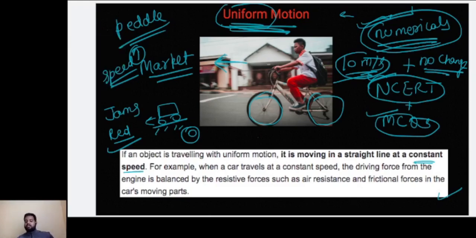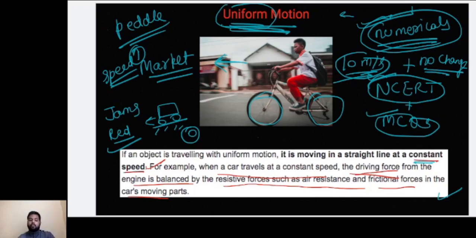There's an example you can read over here. When a car travels at constant speed, the driving force from the engine is balanced by resistive forces such as air resistance, frictional forces, and car moving parts. Again, these are all a little bit fancy words for you guys at the starting of class 9th level. Definitely we would raise your level up to NTSE marks. But as of now, this is just the starting of the topic. So let's not get deep into this example, but I can tell you in simple words what this means: your car is traveling at a constant speed. What I just told you, constant speed means that you maintain a fixed speed, okay?